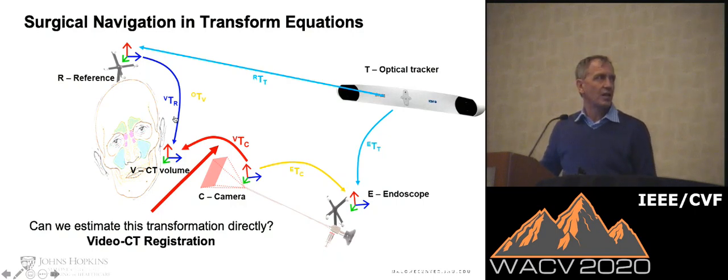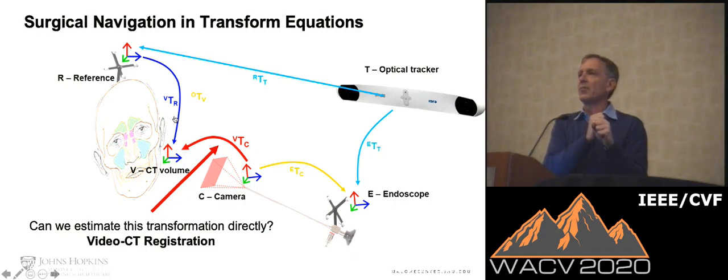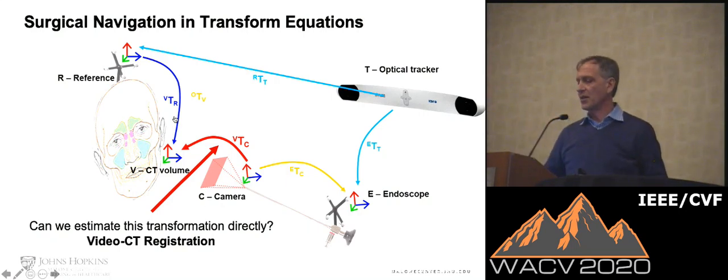The interesting thing is, there's a very direct transformation that would let them visualize directly in the endoscope what's going on in the CT. It's this one. It just goes from the camera to the CT itself. You can think of this as the problem we call video CT registration. Could I put a camera inside your sinus cavity, take an image, correlate that image with the CT, compute the location of the camera, and at that point visualize anything I want about that CT?